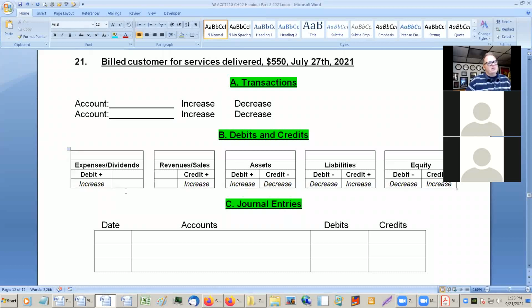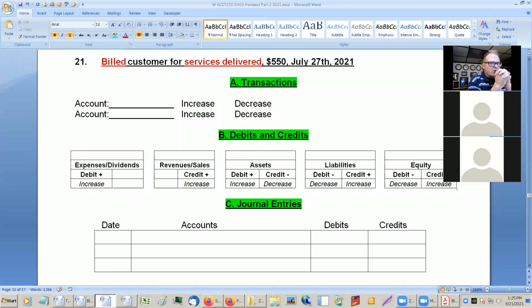Billed customers for services delivered, $550. What accounts are we probably going to use here? Now, notice, did the customers pay us? No, right. If they had paid us, we wouldn't bill them. So we're billing the customers. And by the way, whenever you see billed, you'll know that the service is done. You usually don't bill somebody until you've done something.